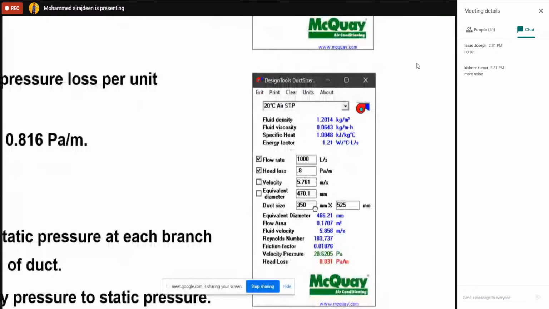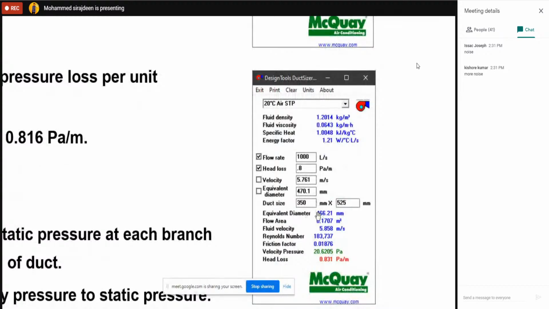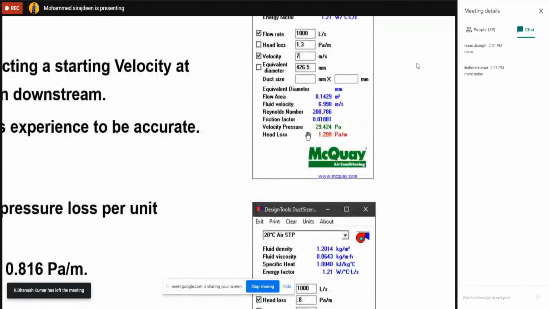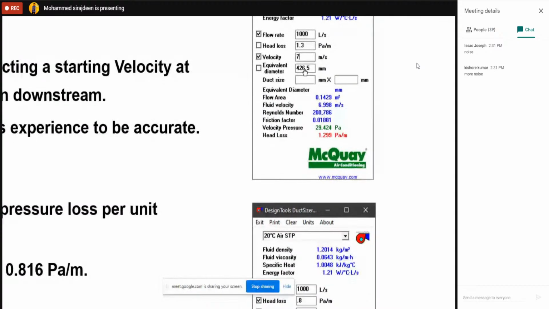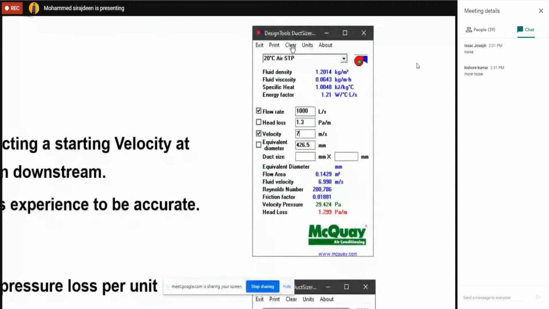We have to choose one size of the duct, either width or height. I have considered the height 350. Generally the height should be less and the width can be more. Then the pattern will be correct, and space management and aesthetics will be good. In this tool, we first entered the flow rate and the velocity. For the 7 meter per second velocity, head loss is increased, so we clear all the values again.